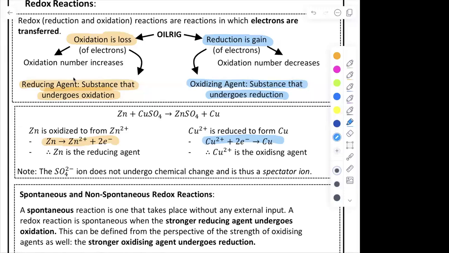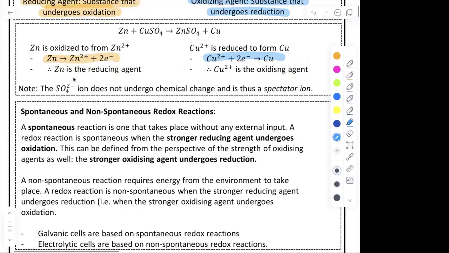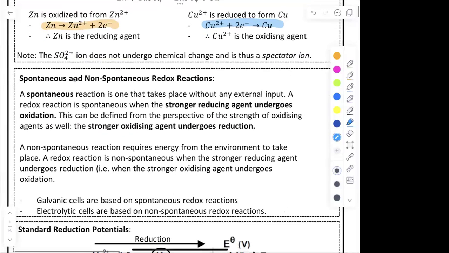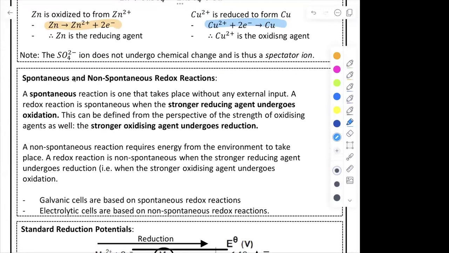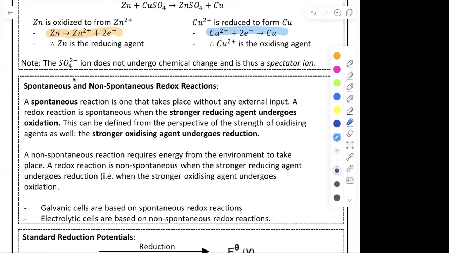Fantastic. Okay, so let's quickly look at now what we refer to as spontaneous versus non-spontaneous reactions, right? Now, a spontaneous reaction is one that takes place without any external input, meaning I don't have to come and do anything. I don't have to come and add energy. I don't have to do anything. Put the two things together and the reaction will happen without anyone taking part.